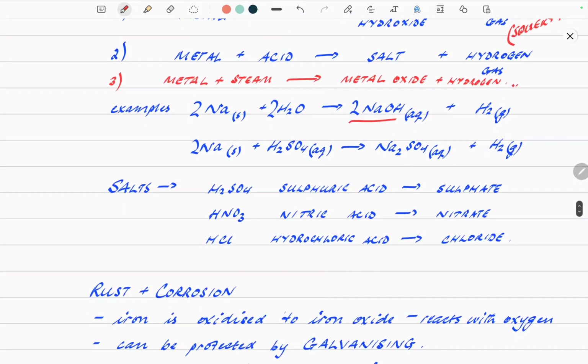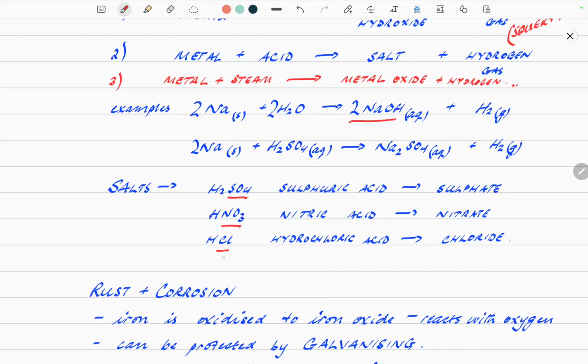Now, one of the questions I get asked very often is, how do you know what salt is produced? Well, the salt is determined by the acid used in the reaction. Okay, so for example, sulfuric acid, it's the end part of the acid that determines what goes on the metal. So sulfuric acid will always produce a sulfate salt. Nitric acid, a nitrate. Or hydrochloric acid, a chloride.